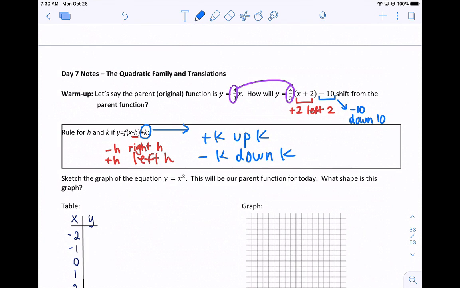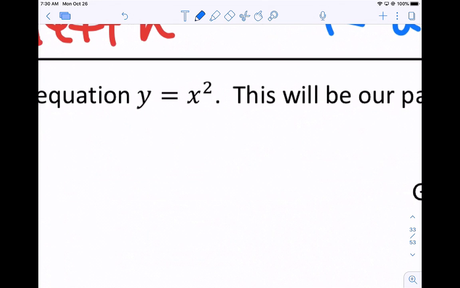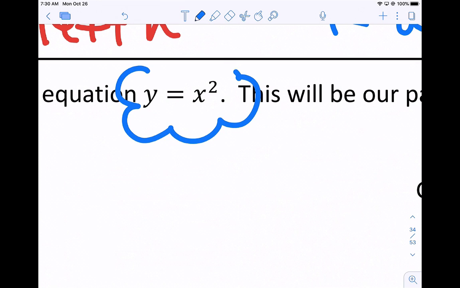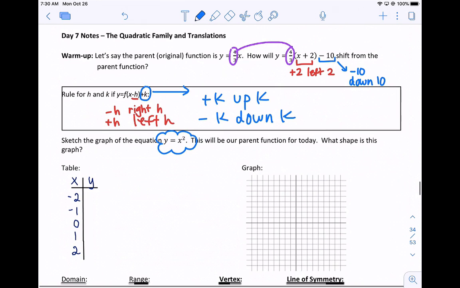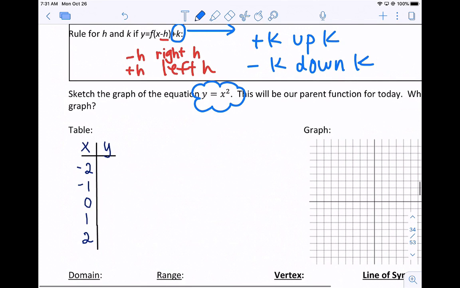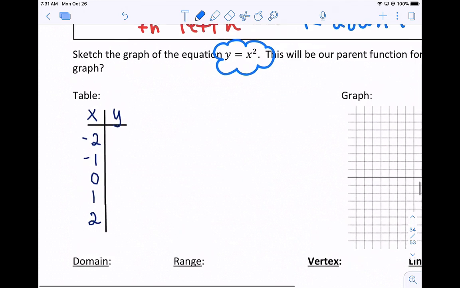So today we are going to introduce a new parent function, y equals x squared. So again, this is our parent or the original function for today. What shape is this graph? If we didn't have a graphing calculator available to look at the shape of the graph, we could plug in to y equals x squared. So let's do that right now.